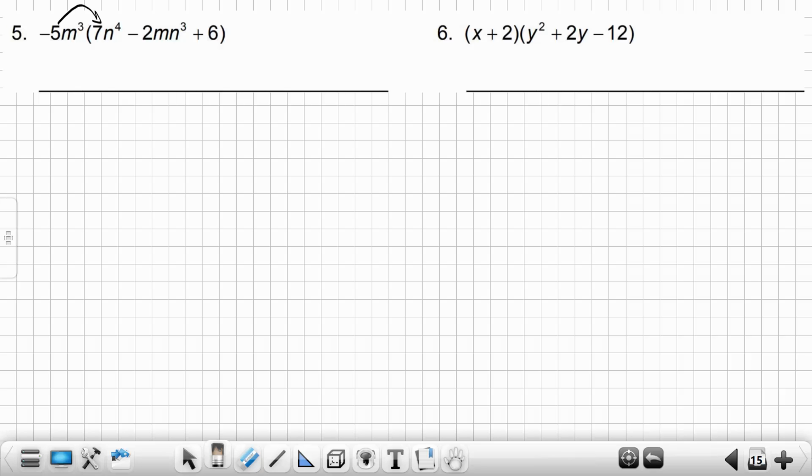What's negative 5 times 7? Negative 35. What is m cubed times n to the 4th? Since they're not the same variable, they don't combine at all. They are just separate.